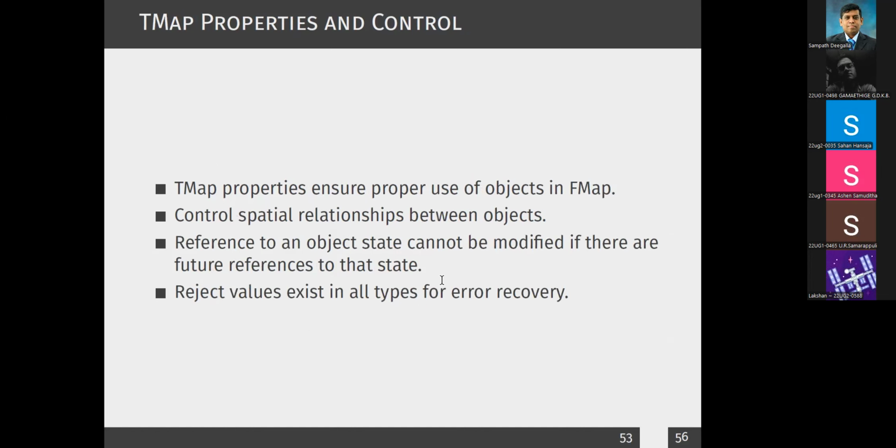Right. If you look at the properties of TMAP, TMAP properties ensure proper use of objects in the FMAP. So I think I stressed earlier as well. And control spatial relationships between the objects in the TMAP. We clearly understand the table consists of the top and the legs. A reference to an object state cannot be modified. There are future references to that state. So these things need to be explicitly stated in the diagram. And you need to reject values that exist in all types for error recovery. So remember, we will focus on error prevention.